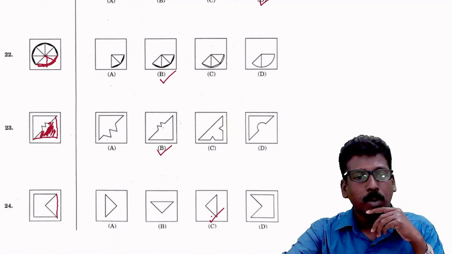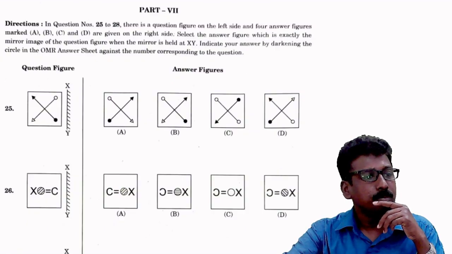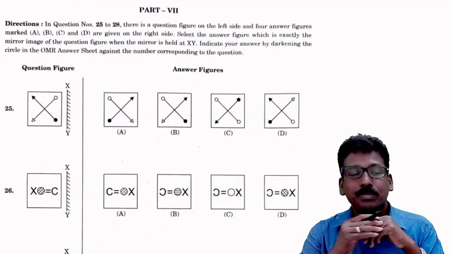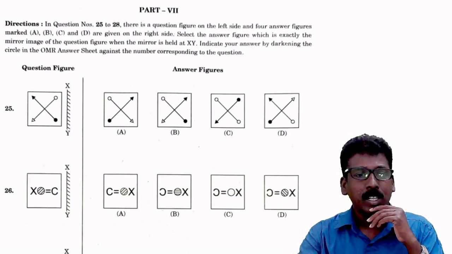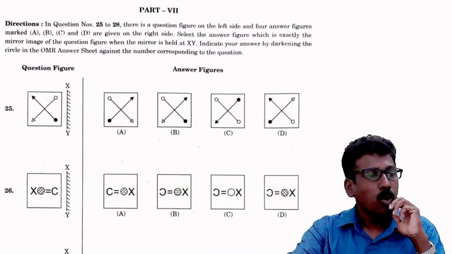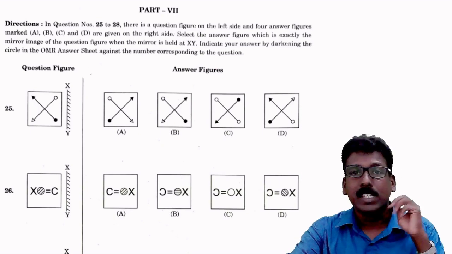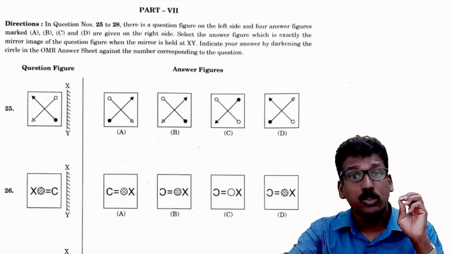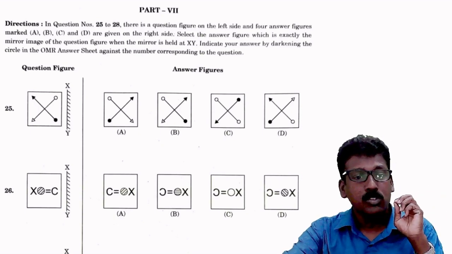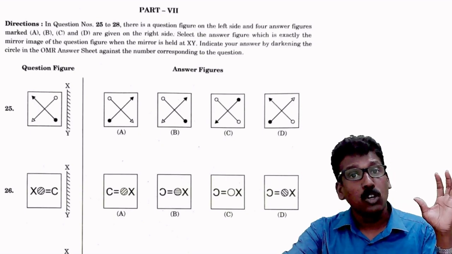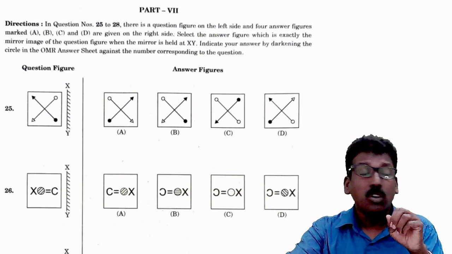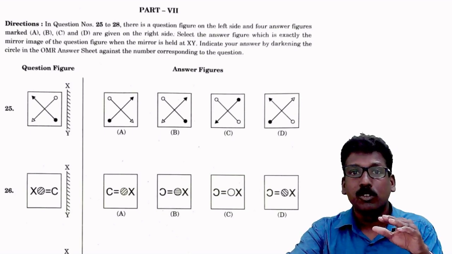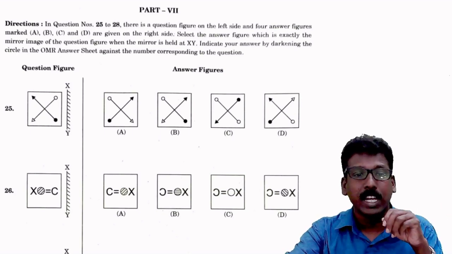Now look at part 7. Here you have to find out a mirror image. Now before doing all these question parts, there is a direction given in the question that you have to read very carefully, because in all the question papers it will not be in the same order that I discussed. So before attempting each part you have to read the directions carefully.